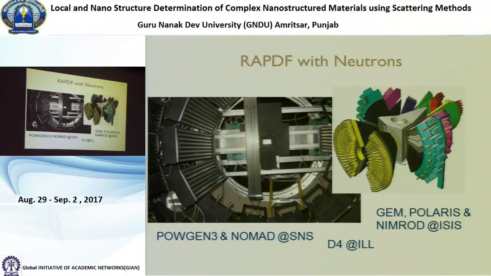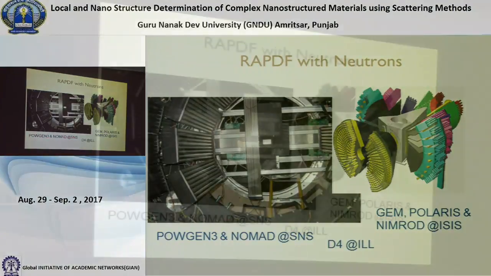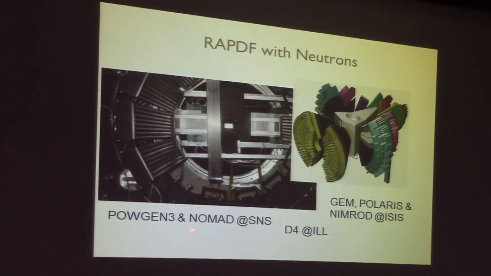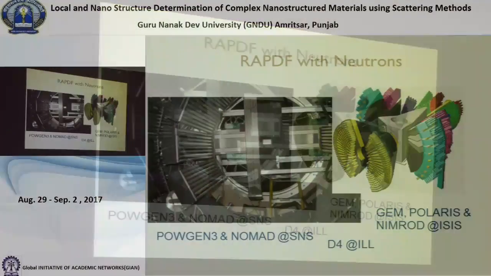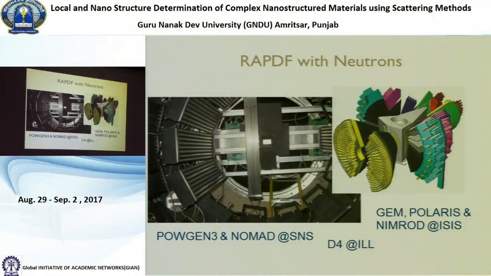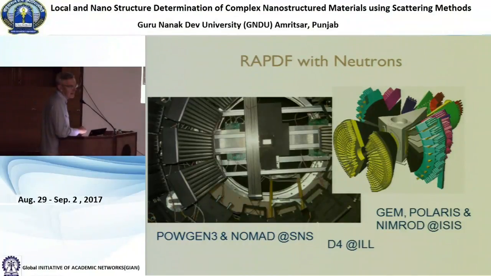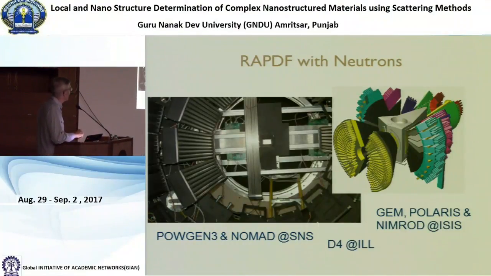So at the spallation neutron source, we use the NOMAD instrument a lot, and we use PowGen a little bit. D4 is the reactor-based instrument at ILL that we can use, and at ISIS it's GEM, Polaris, and Nimrod. So again, if you note down, this one is actually PowGen. It's not PowGen 3, but these are ones that you can use. And then what's the one at Baba? It's called HiQ. Yeah, the one at the Baba Institute is called HiQ.